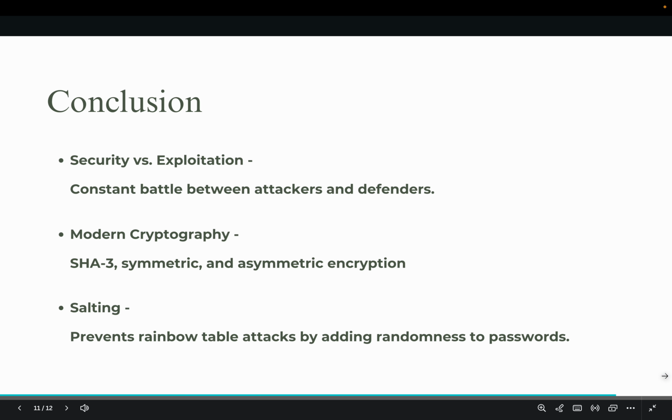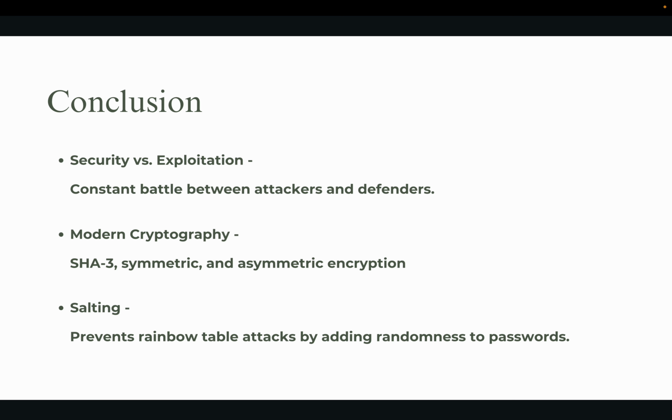So, in conclusion, this attack highlights the ongoing tug-of-war between security and exploitation. As attackers continuously evolve their methods, our security measures must also adapt. Today, we rely on advanced encryption methods like SHA-3, symmetric encryption like AES, and asymmetric encryption like RSA and ECC to protect our data, providing strong defense mechanisms.